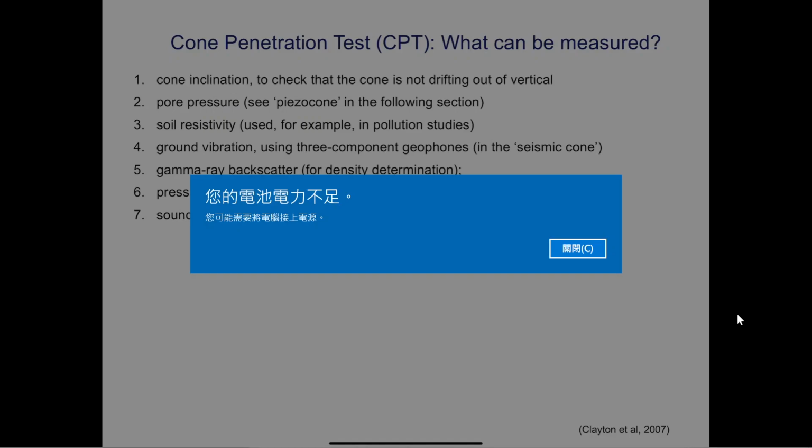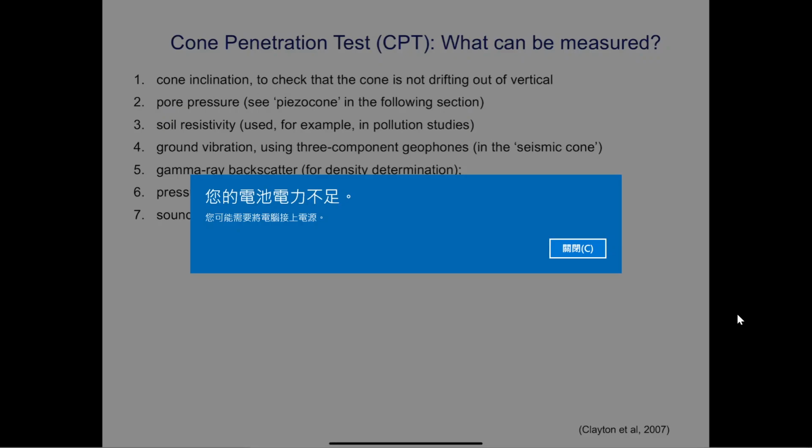We can use gamma ray backscatter for density. Remember the compaction lecture, we talked about backscattering for the nuclear densometer. Some devices can also give you pressuremeter values. What is that? Well, some devices can actually expand. If you expand, what can you get? Well, you can probably get K0 values at reference pressure as well. Compressibility as well. If there's an element that can expand, you can do that.